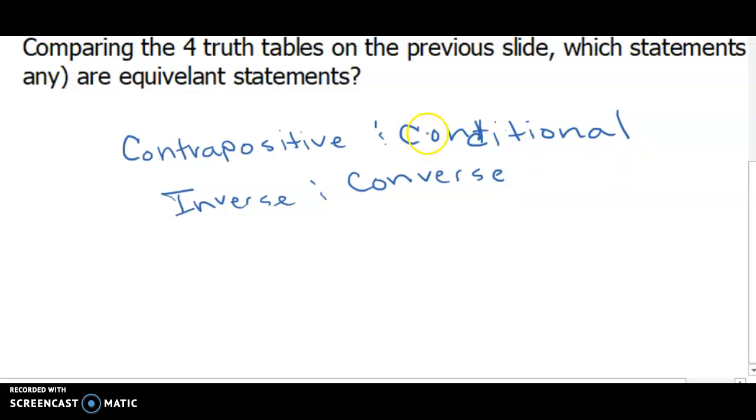So that means that anytime a conditional statement is true, the contrapositive has to also be true. Or if the conditional statement is false, the contrapositive has to be false. And the same is true for inverse and converse. Now, all four can be true and all four can be false. It's just that these two have to match with the truth value, and these two have to match with the truth value at all times.